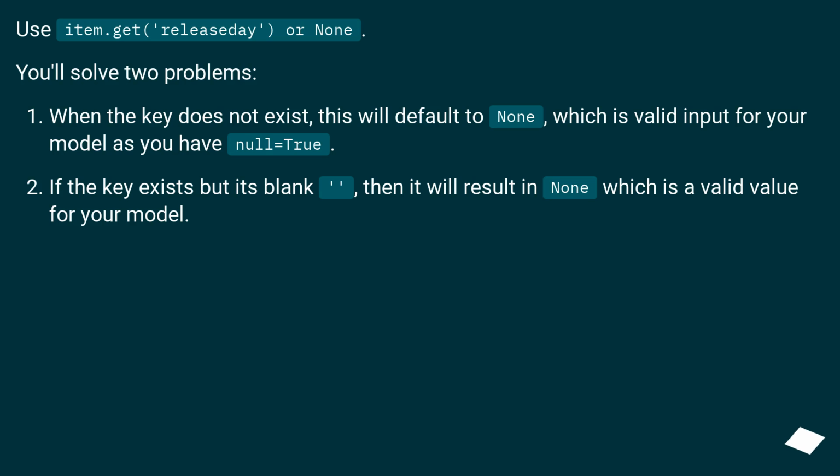Use item.getReleaseDay or None. You'll solve two problems. When the key does not exist, this will default to None, which is valid input for your model as you have null equals true. If the key exists but it's blank, then it will result in None, which is a valid value for your model.